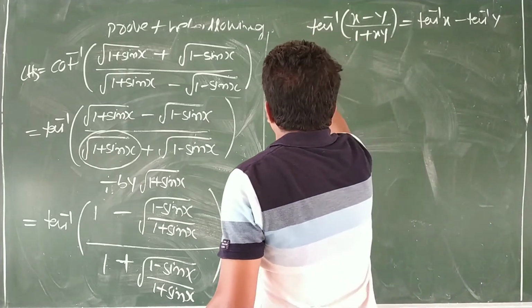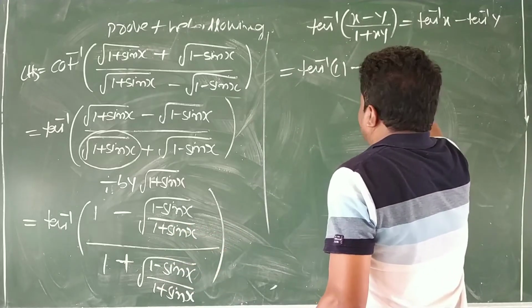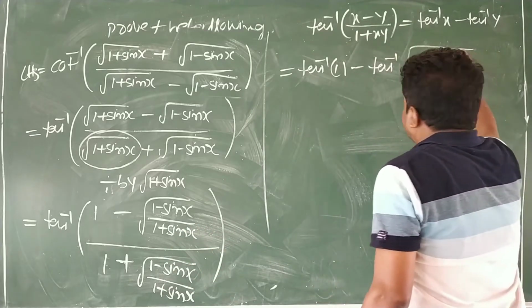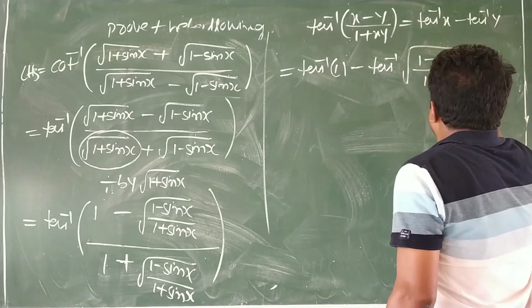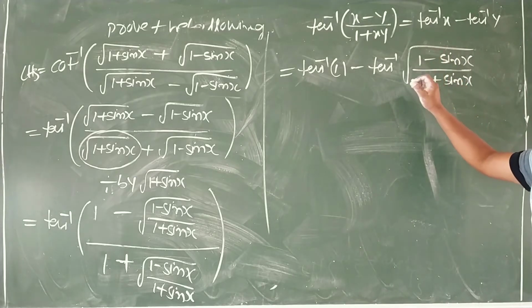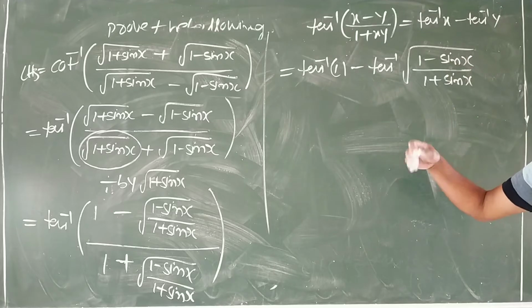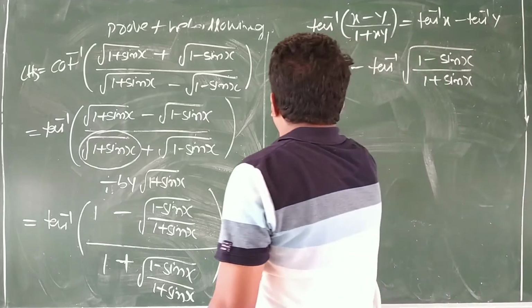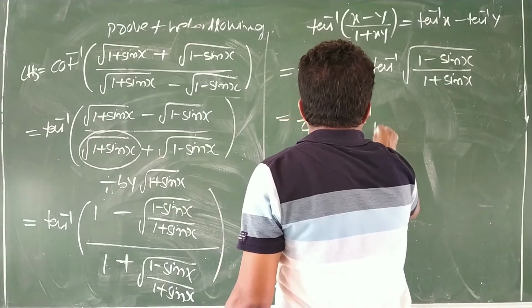So that is tan inverse 1 minus tan inverse root of (1 minus sin x) by (1 plus sin x). Here simplification is required, students. So you change sin into cos and use the half-angle formula. Tell me, how much is tan inverse 1? Pi by 4 minus tan inverse.